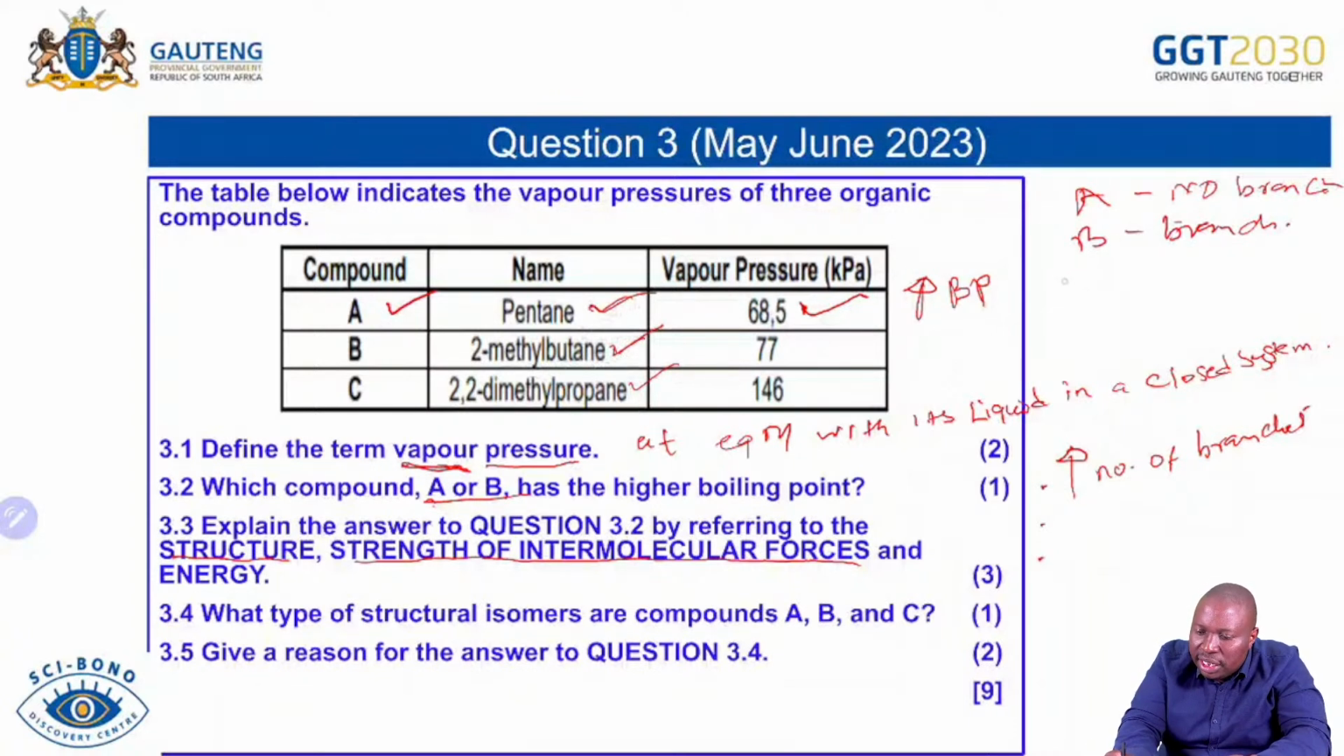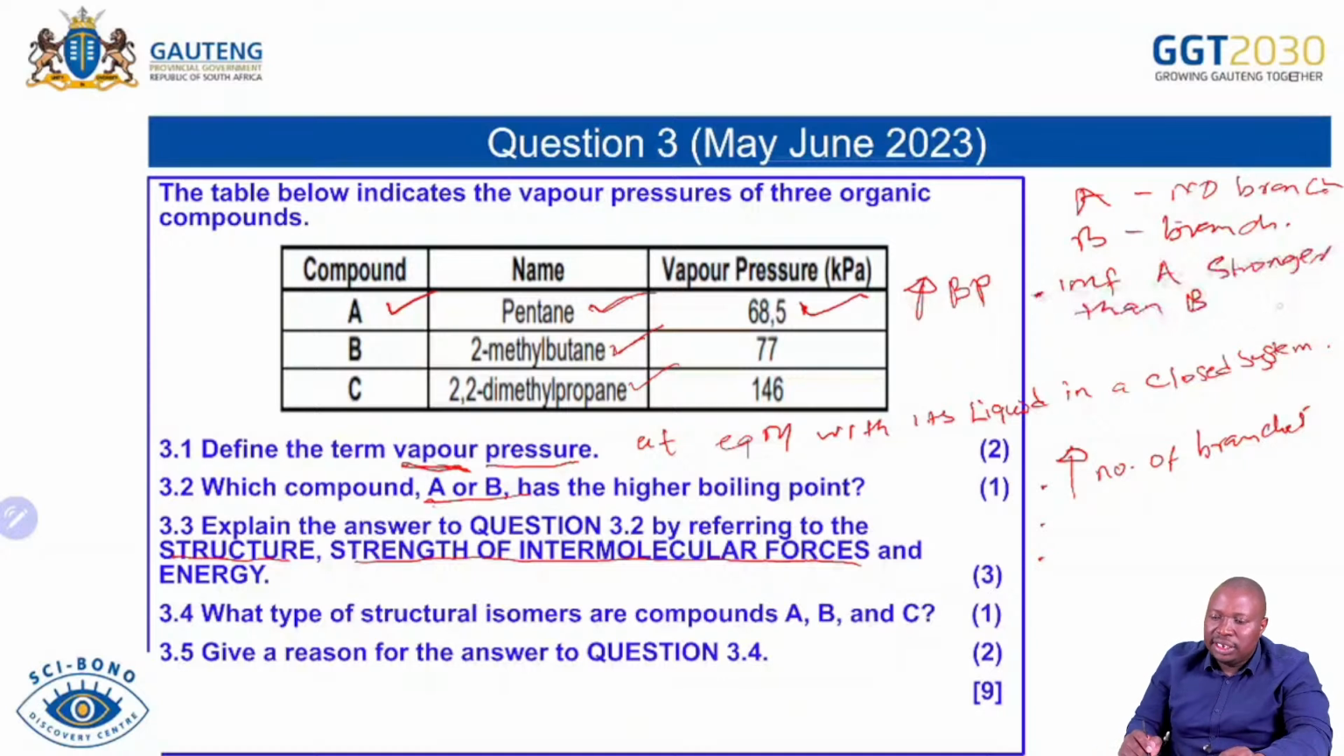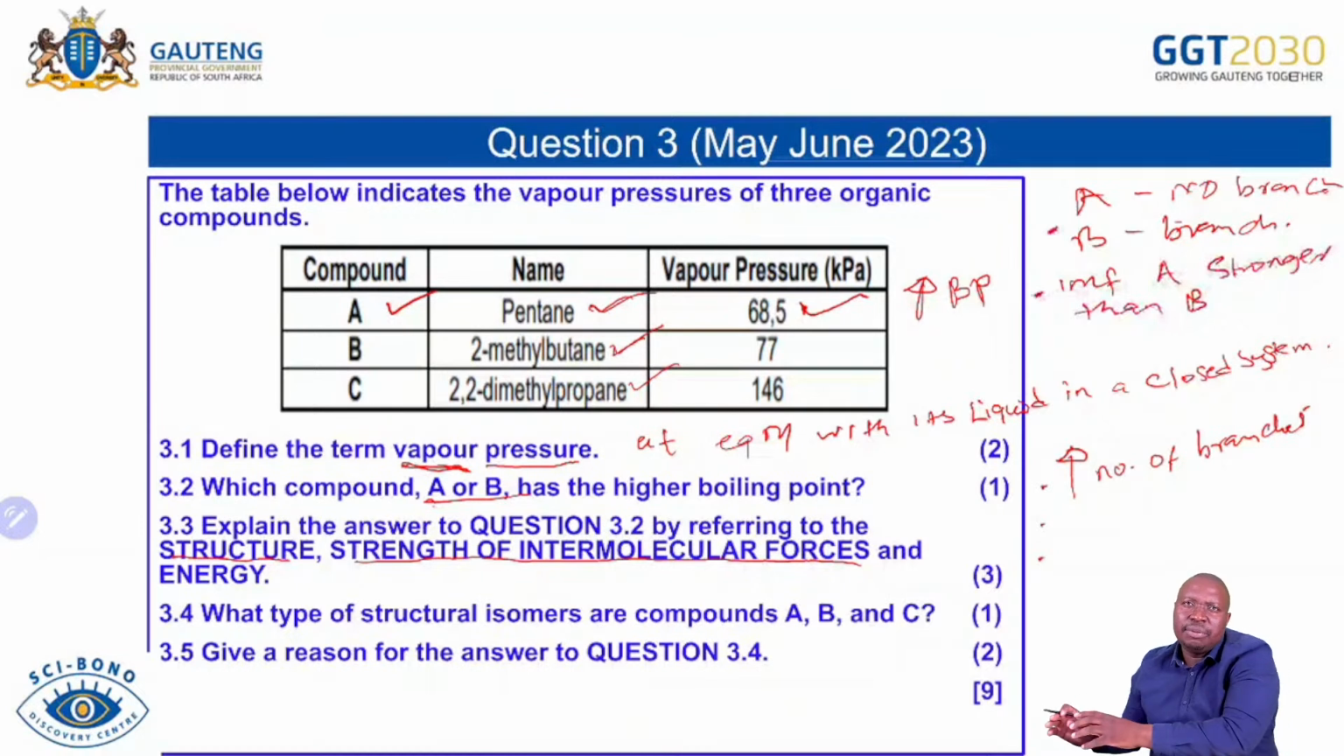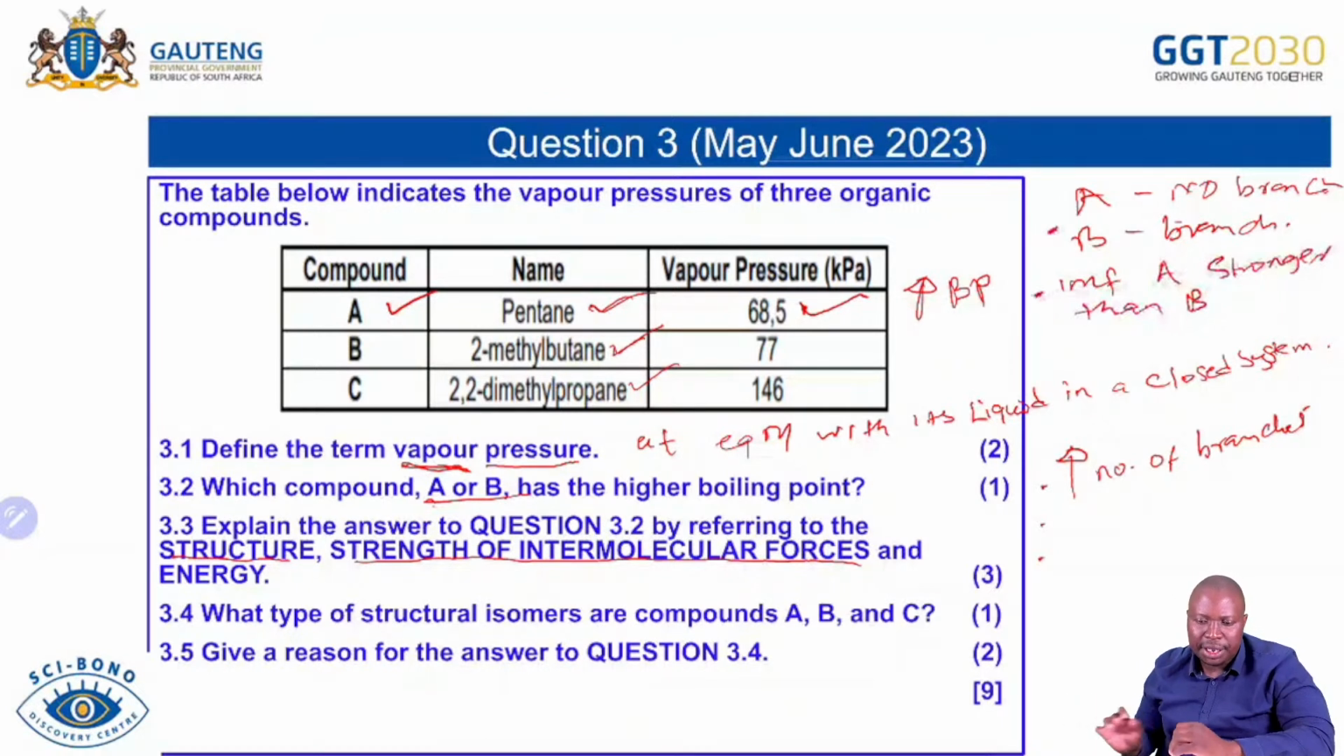So you are saying the intermolecular force in A is stronger. So A has stronger intermolecular forces than B. That is your second point, because the first point was on the independent variable. What is changing? What is different between them? The second bullet, you are saying which one has the strongest intermolecular force, which in this case is A more than B.